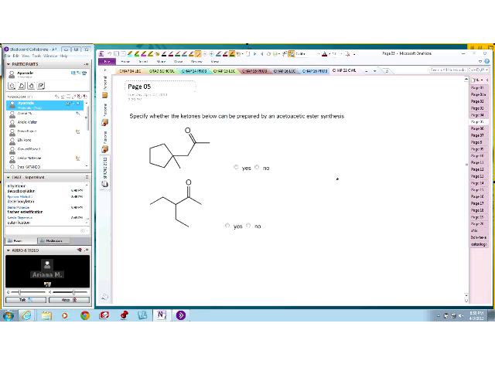Specify whether the ketones below can be prepared by an acetoacetic ester synthesis.